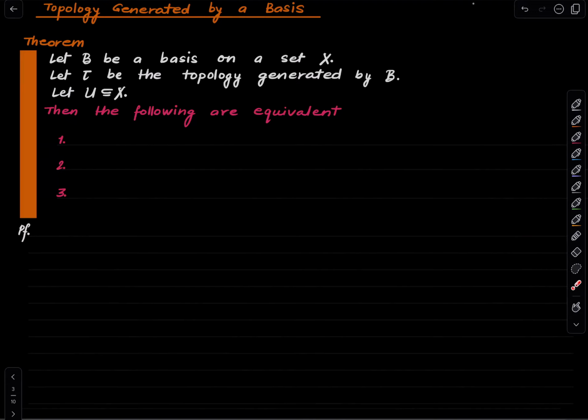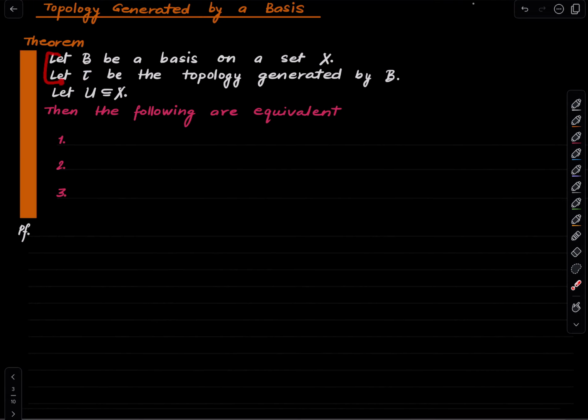So suppose we have a basis on a set X and let tau be the topology generated by it. Then we want to say something about this topology. It's just that you can generate a topology out of any collection of subsets of X. But if you have a basis which you use to generate the topology, you have an extra handle on that topology, and this theorem is about that.